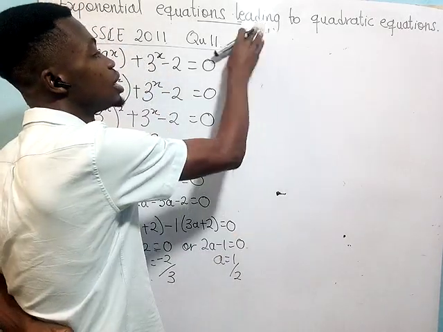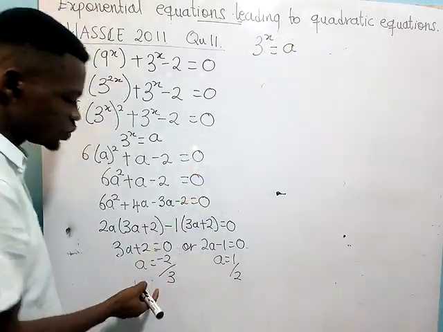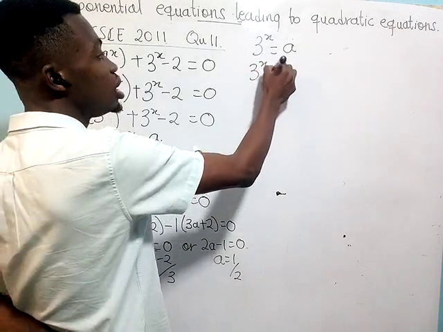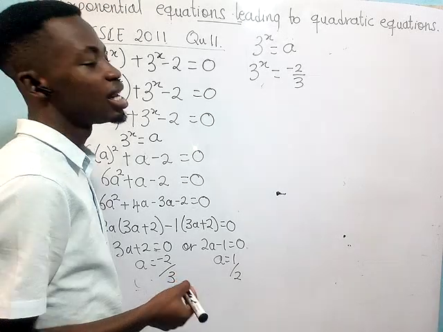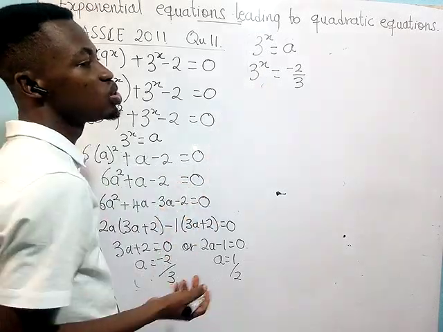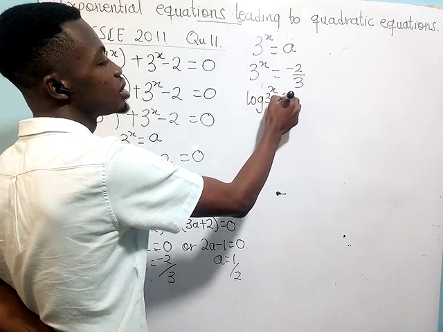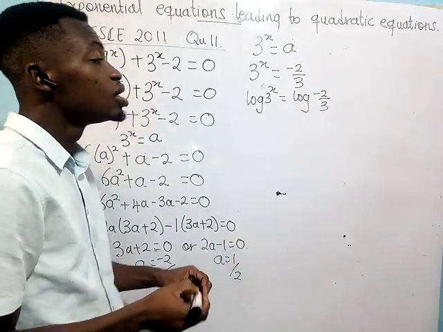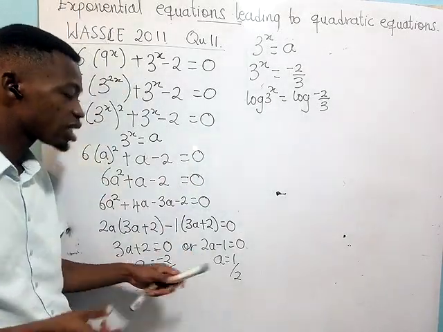So now, we go back to what we had here. We said that let 3 to the power x be equal to a. Let's pick our first value here. We have 3 to the power x is equal to negative 2 on 3 here. And now, since we don't have same bases here, we need to introduce log. So we'll have log of 3 to the power x is equal to log of negative 2 on 3. But listen, log of a negative number does not exist. So we ignore this.